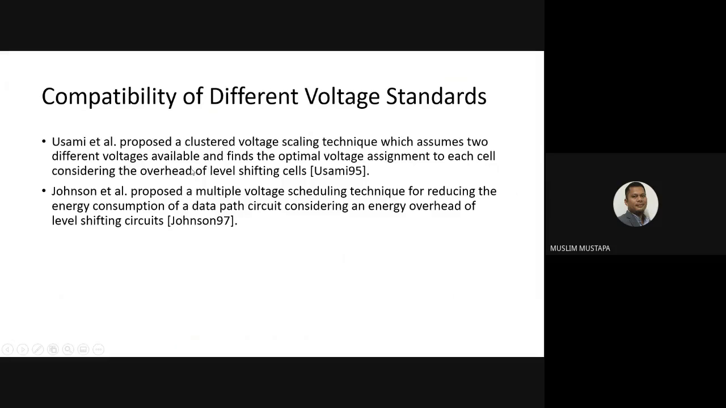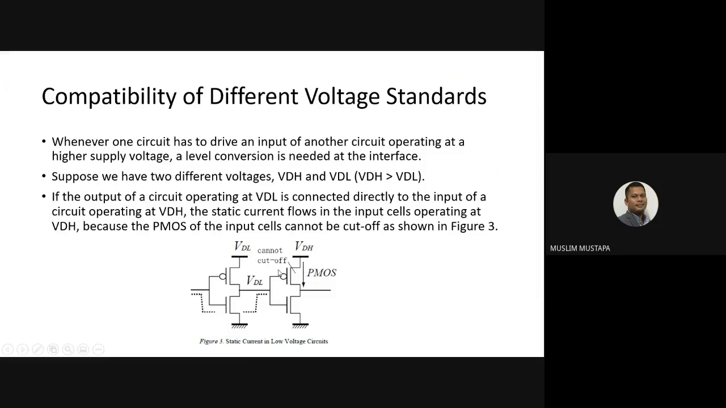There are a lot of approaches that have been proposed by researchers. For example, this group of researchers, Sami, proposed a clustered voltage scaling technique which assumes two different voltages available and finds the optimal voltage assignment to each cell. This approach is more about grouping the transistors, so you make sure that neighboring transistors have similar voltage.